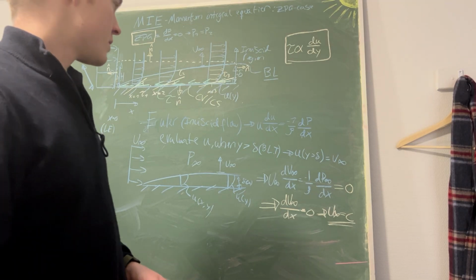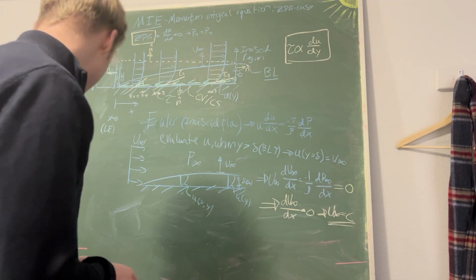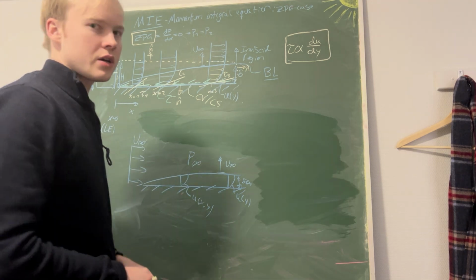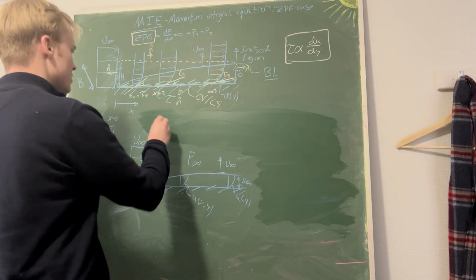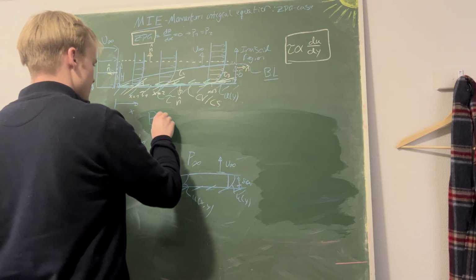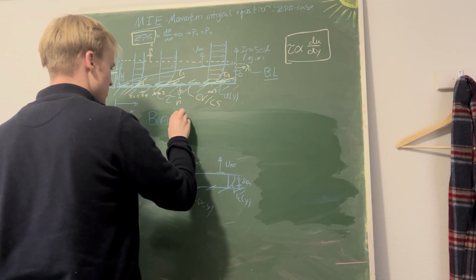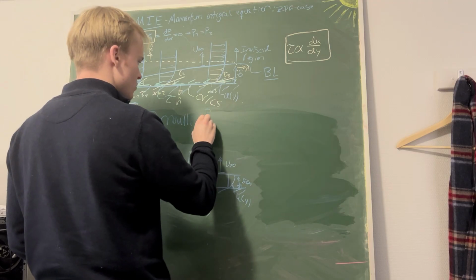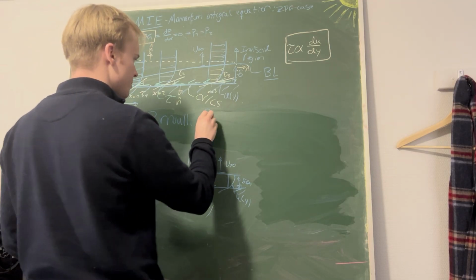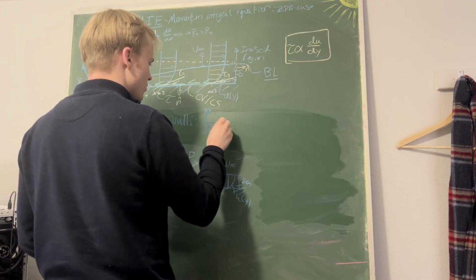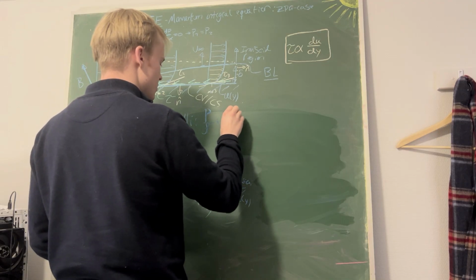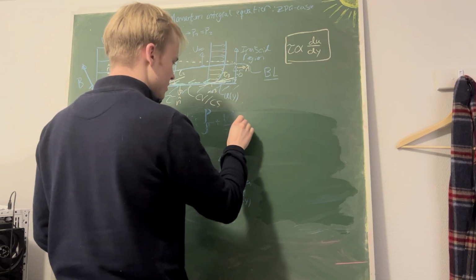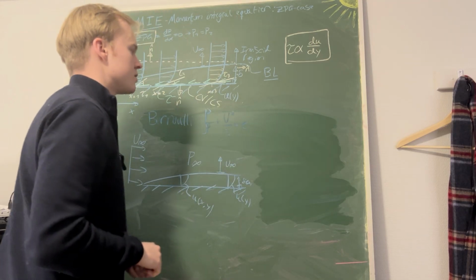So yeah, and we can also show this with Bernoulli, for example. So let's do that. Bernoulli is valid along a streamline. So we say that Bernoulli, that is, from what I know, the simplest form is P over rho plus u squared over 2 is equal to some constant. It's constant along the streamline, okay?